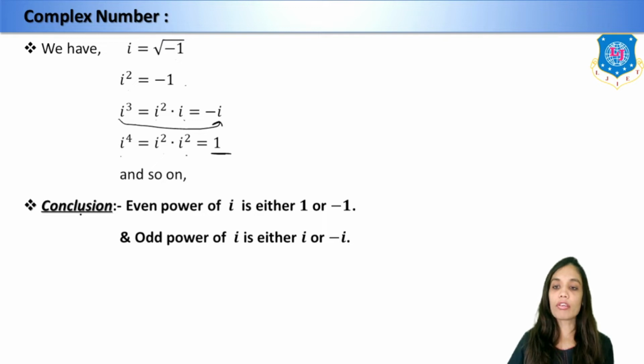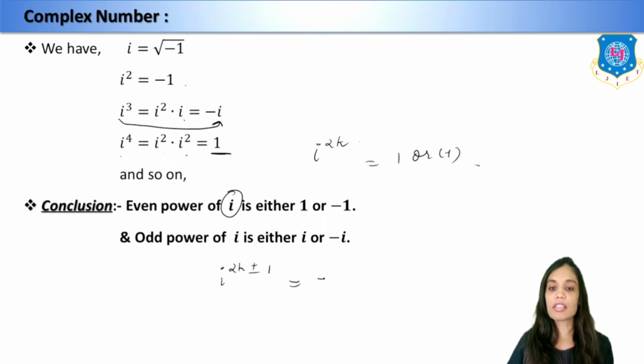So what we can conclude from this is that whenever we have an even power of i, that is if we have i raised to 2k, the answer can be 1 or minus 1. And if I have an odd power of i, that is i raised to 2k plus or minus 1, right, then the answer will be what? Plus or minus i, right? So this we can conclude.